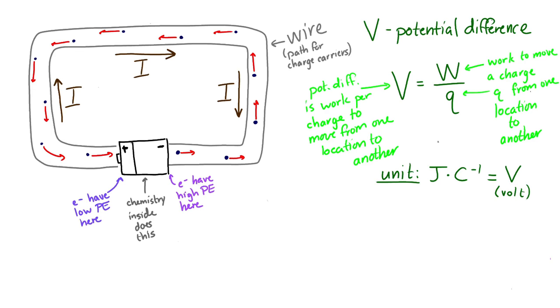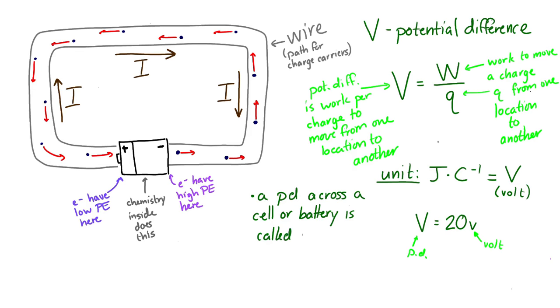We're going to have V's in the equation that represent the variable potential difference, and we're going to have V's that represent the unit volt. And when we have a potential difference, or PD, across a cell or a battery, we call that an EMF, or electromotive force. Now, going back to this circuit.